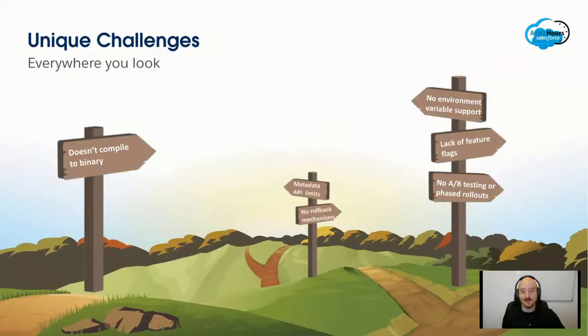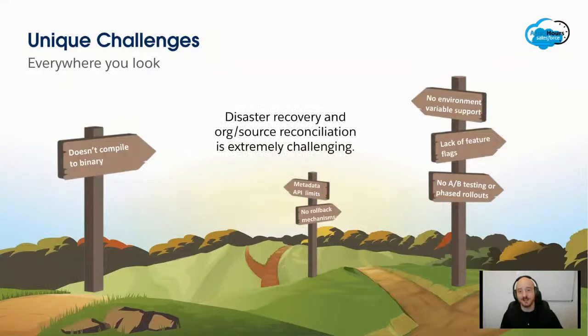Finally, there are metadata API limits, and there are no native rollback mechanisms. This really makes disaster recovery and org versus source reconciliation quite a big challenge. For example, with metadata API limits, if you have above 10,000 components within your project's force-app directory, then you can't deploy them all in one go. So it makes it kind of tough. These are some challenges that are going to need to be resolved before we can carry on with making a robust DevOps pipeline on Salesforce.